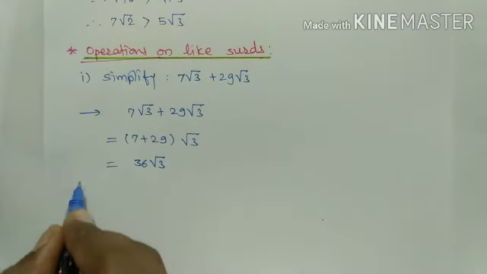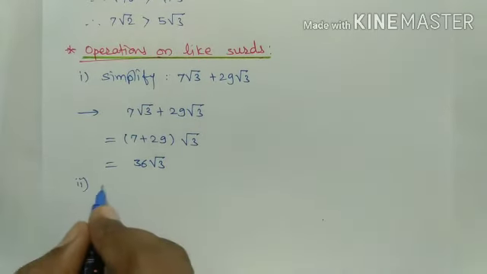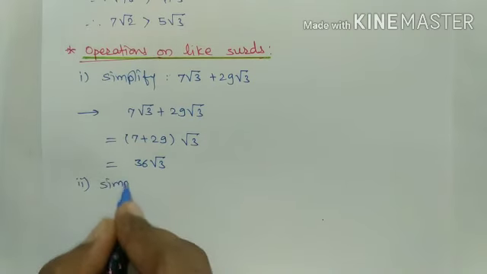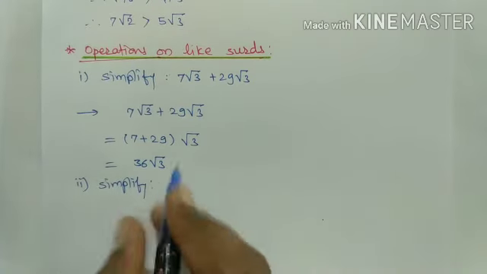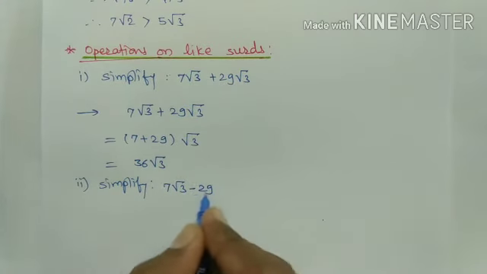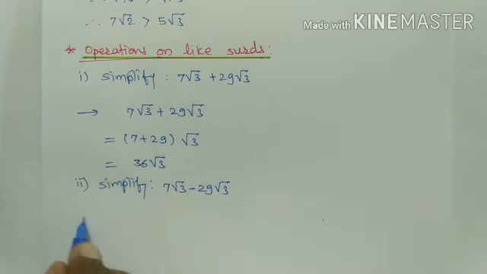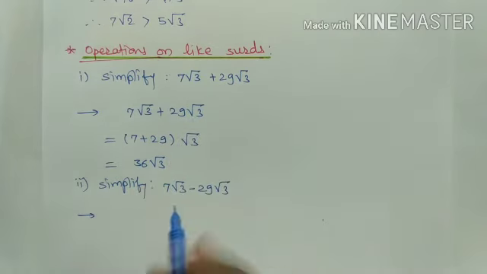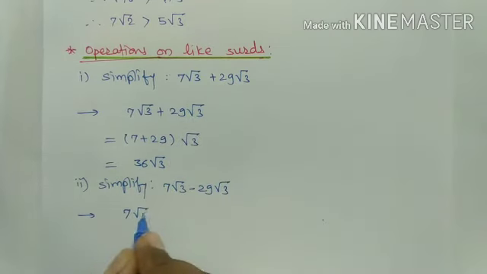Now the second example is simplify 7 root 3 minus 29 root 3. These are like surds, only here there is subtraction. This 7 root 3 minus 29 root 3 equals root 3 common, in bracket 7 minus 29.